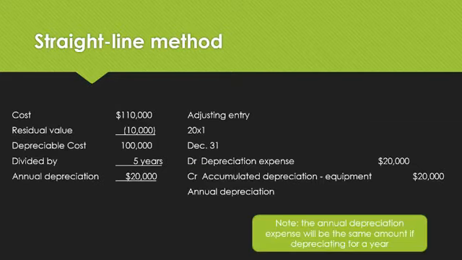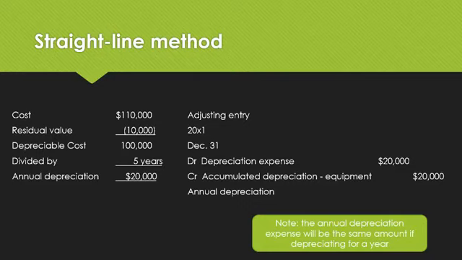Alright, straight line method: we have the cost of $110,000. We deduct the residual value to determine the depreciable cost of $100,000 and then divide by 5 years. So the annual depreciation will be $20,000. When we do the adjusting journal entry, we debit depreciation expense and credit accumulated depreciation equipment.